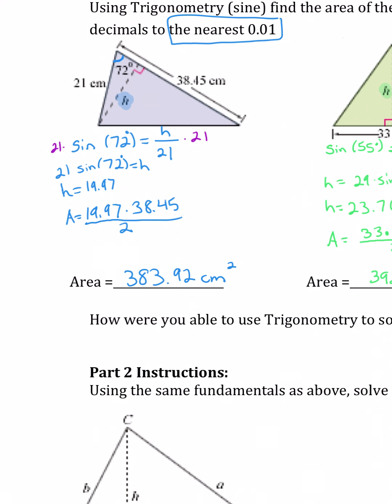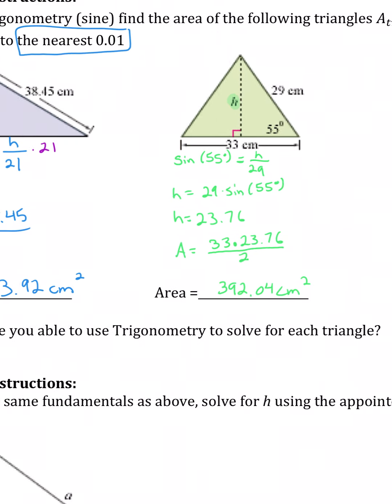Okay, so let's go ahead and look over these 3 problems. For the first one, we had it set up already for solving for h. So we have to multiply both sides by 21, and we get 21 times sine of 72 degrees equals h. We should get h equals 19.97. Make sure your calculator's in degree mode for that. And then we can find our area by doing base times height divided by 2. And remember to put the units on our area. So it came out to 383.92 centimeters squared.